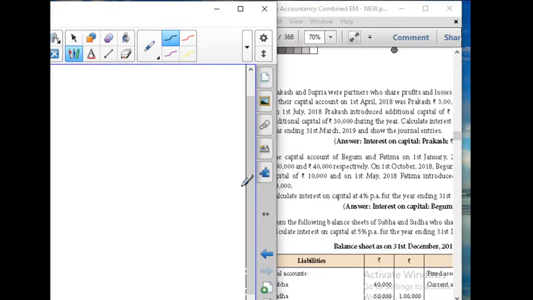The capital accounts of Begum and Fatima on 1st January 2018 showed a balance of rupees 50,000 and 40,000 respectively. On 1st October 2018, Begum introduced an additional capital of rupees 10,000. On 1st May 2018, Fatima introduced an additional capital of rupees 9,000. So, we have to calculate the interest on capital at 4% per annum for the year ending 31st December.